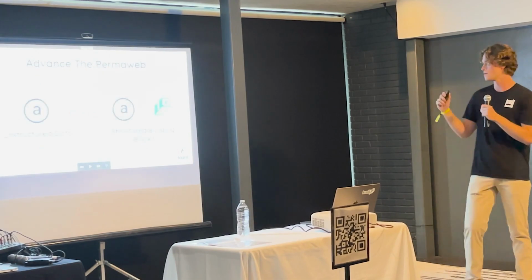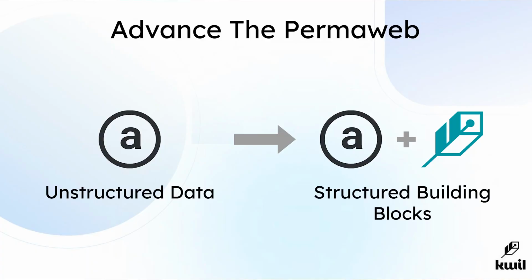Now, this sits on top of the Permaweb. The Permaweb alone is an unstructured data store. You can think of it like this massive open ocean where you can put data, and there is a native way of tagging it so that it's easily discoverable, but it still lacks some of the data primitives that are necessary for building these building blocks. And I think that's exactly what Kwil is.